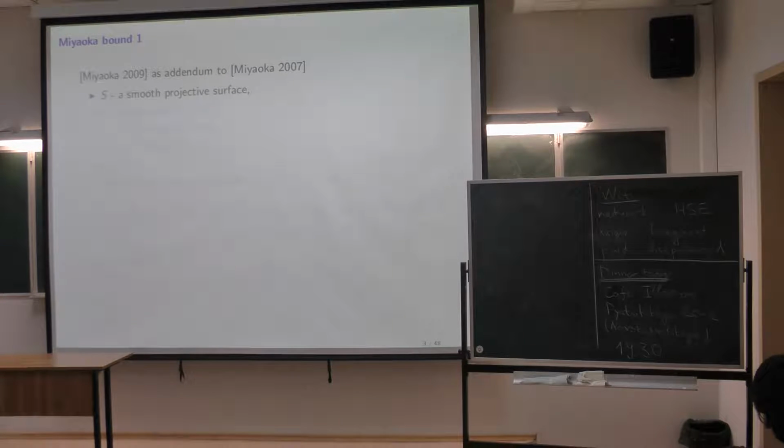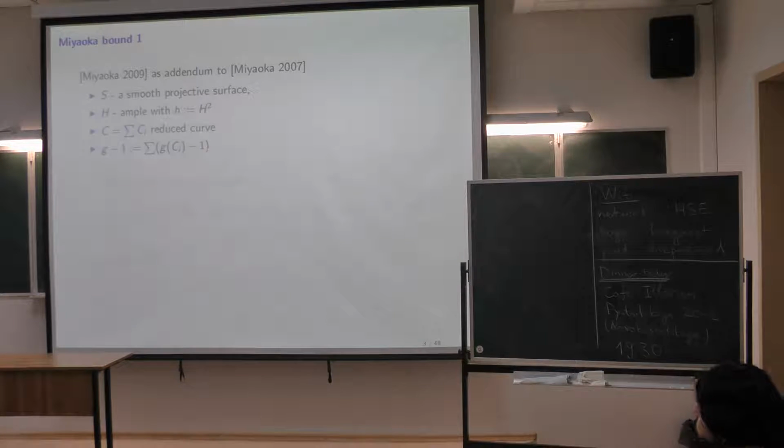You have a smooth projective surface. You have a polarization, say h, with h small the square of h. You take a reduced curve. You define genus in this way. You define this g minus 1 as the union of the geometric genus of all the components, where one is subtracted in each case. You define delta as the intersection of this C with your anti-divisor, and then you get this orbibundle inequality, which should be true for every alpha between 0 and 1.